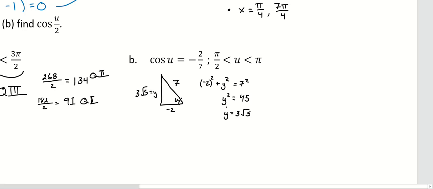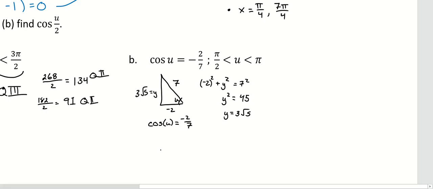There's 3 root 5 on this side. And again, the only reason I need that is because I know I'm going to need a cosine of u in my half angle formula. So if we're trying to find that, the cosine is adjacent over hypotenuse, and we already had it. Maybe I didn't need to do any of this, and I should have skipped it, but we'll be okay.